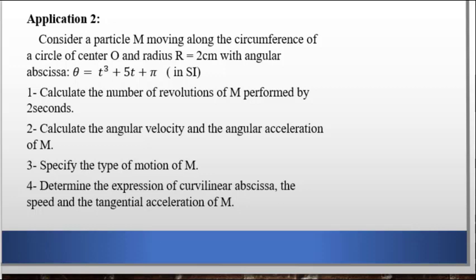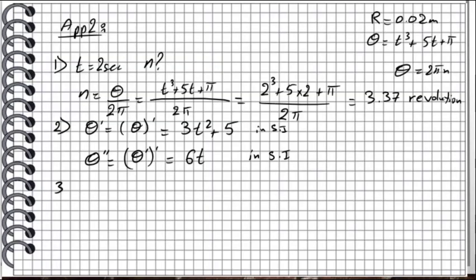He said specify the type of motion. This type of motion, since theta double prime is positive, is accelerated circular motion. Here a note: if theta double prime equaled 6, for example, only, I would have to say uniform, since theta double prime would be constant. But it's not constant. It's a positive variable, since theta double prime is positive.